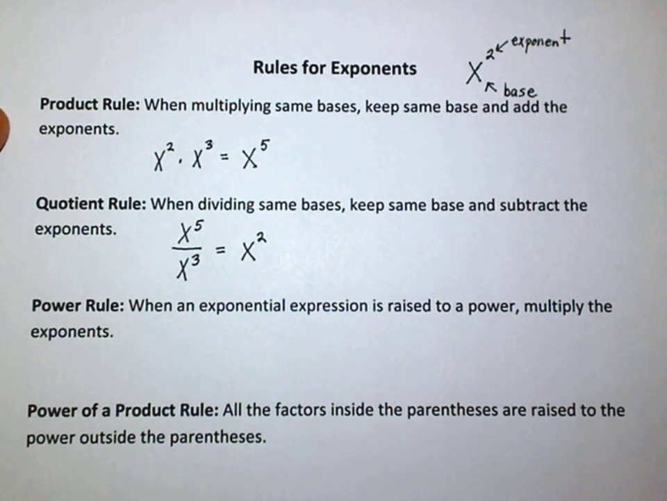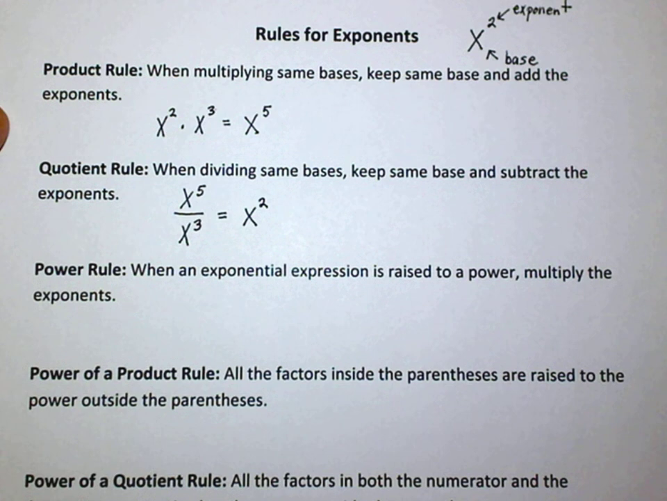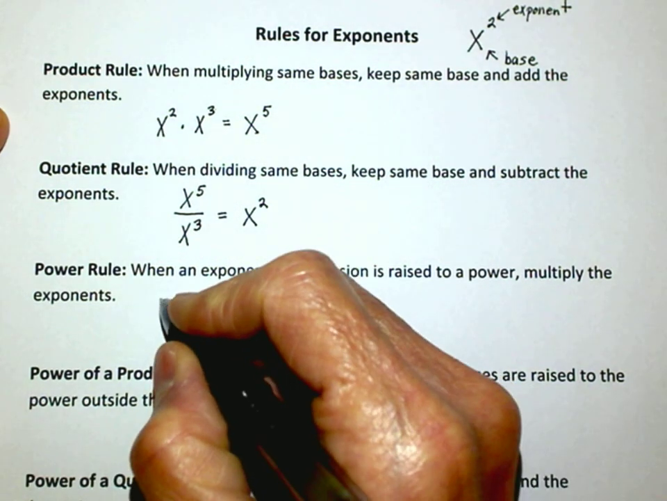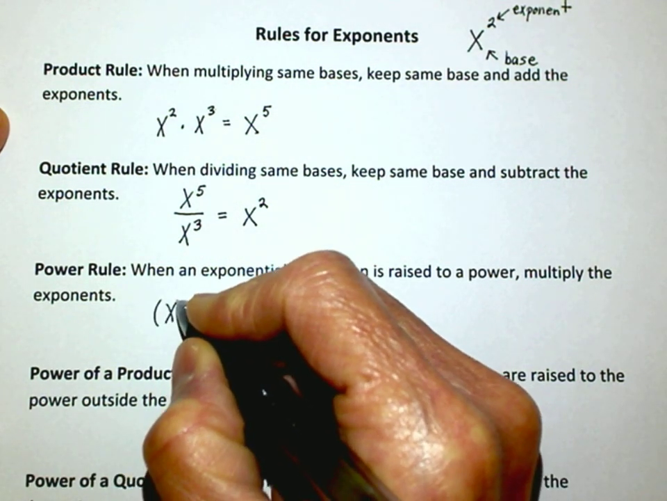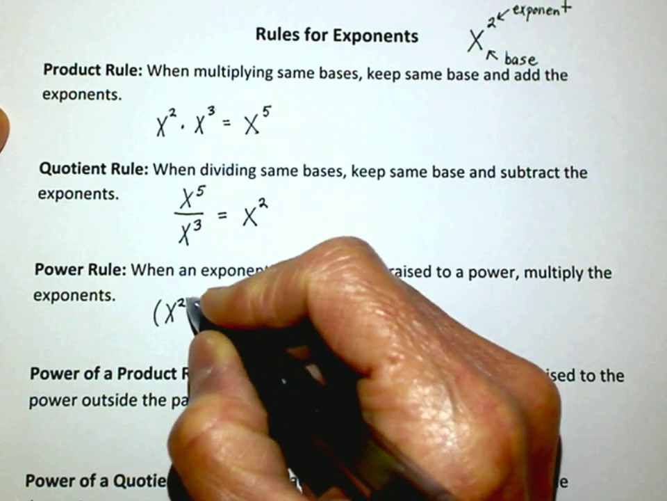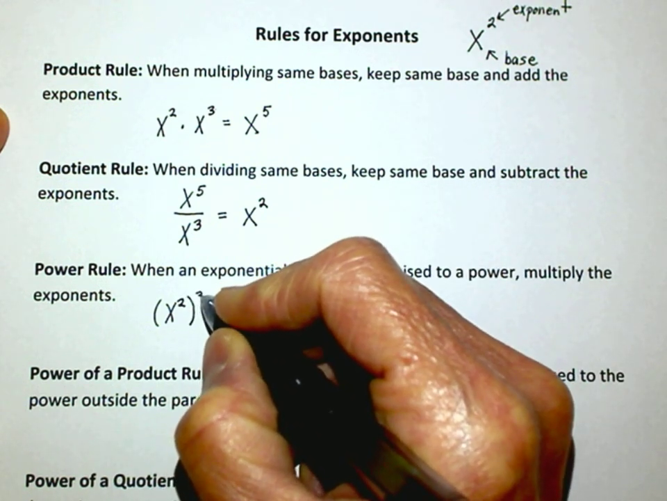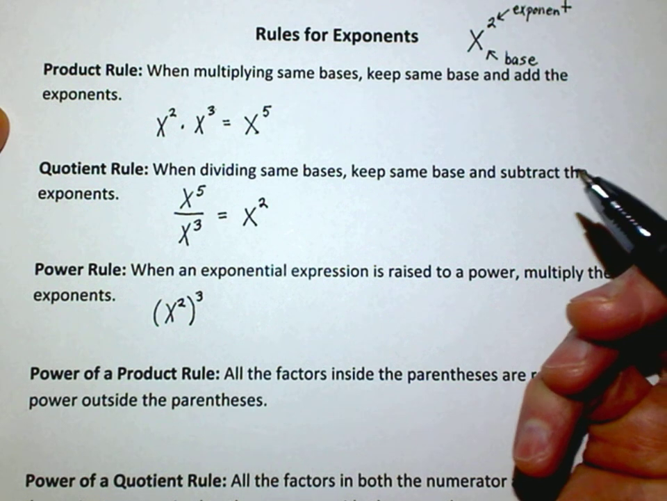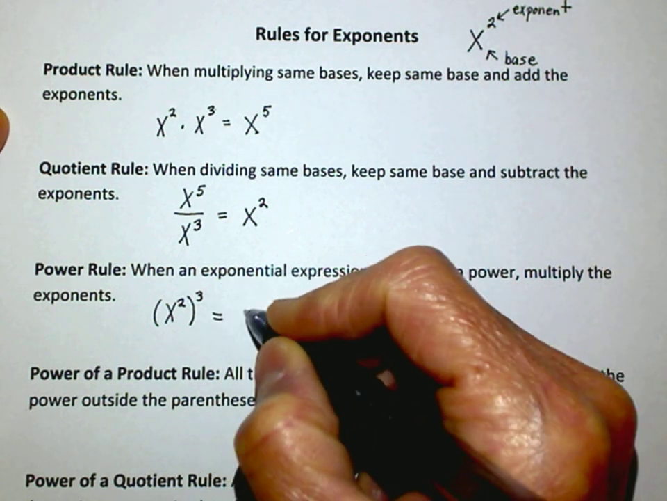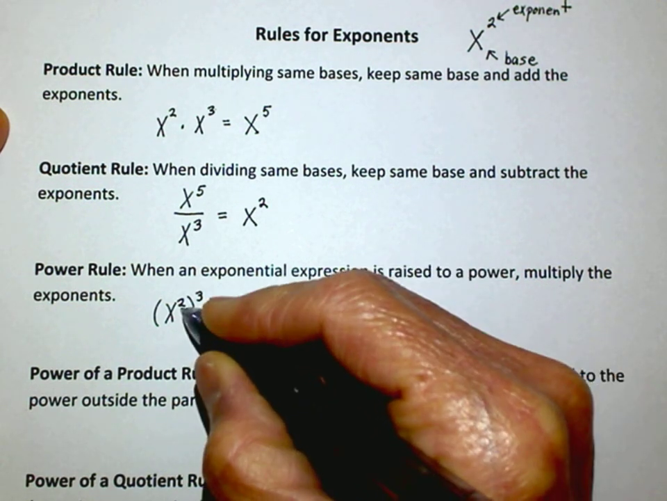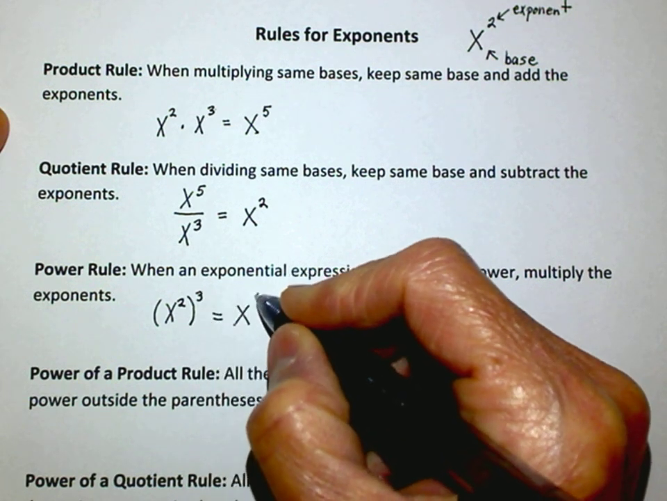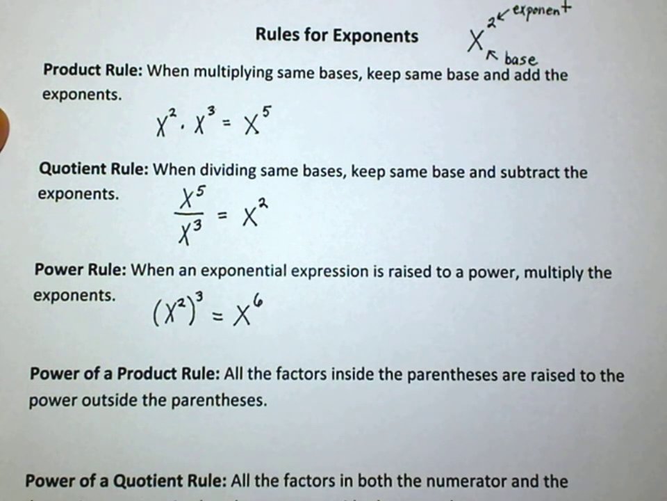The power rule is like an exponent within an exponent, so to speak. If I have an exponential expression being raised to a power, then I have to multiply the exponents. For example, x squared inside the parentheses, all raised to the 3rd power. Keep the same base, multiply the exponents. 2 times 3 gives me 6.